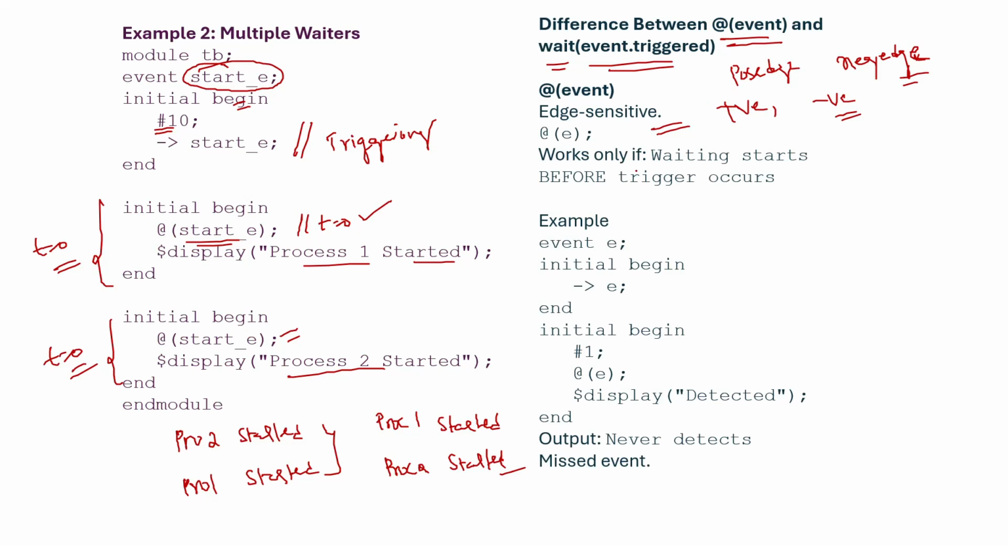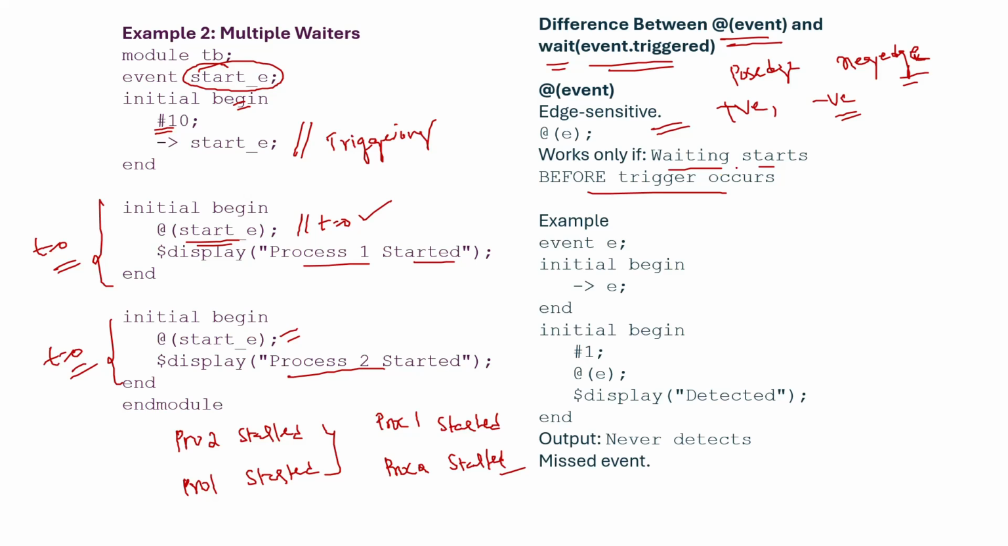So it works only if waiting starts before triggering occurs. Right? Before triggering occurs only, we need to wait. Then only we never miss the event. Otherwise, there is a chance to miss the event.